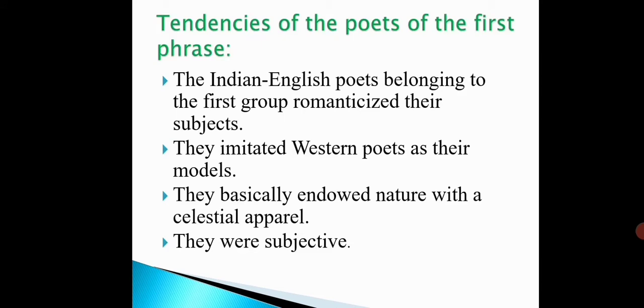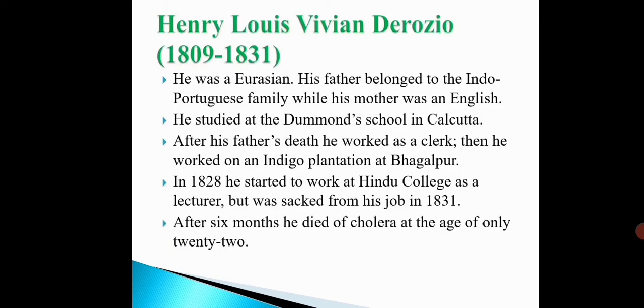Now, what are the characteristics or tendencies of the poets of the first phase? That means the poets that started from Henry Louis Vivian Derozio and the tendency that continued till Aurobindo. In the first phase, you will find that the Indian English poets romanticized their subjects. They imitated Western poets as their models, they endowed nature with a kind of celestial apparel, and they were subjective in the treatment of their themes. So these are the basic tendencies of the poets of the first phase.